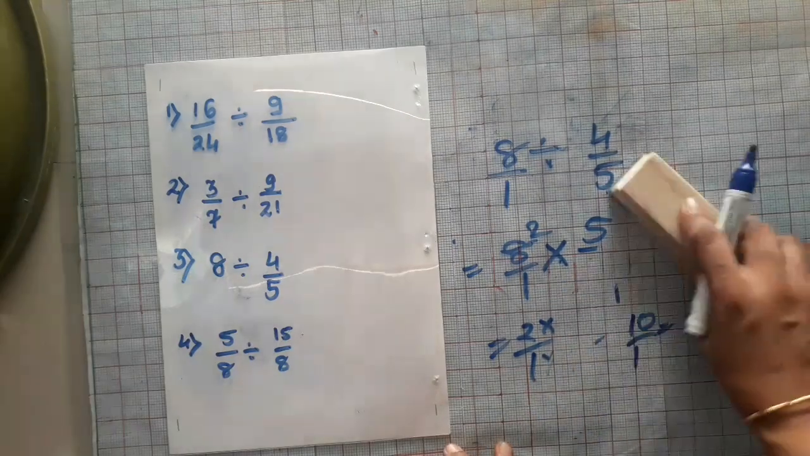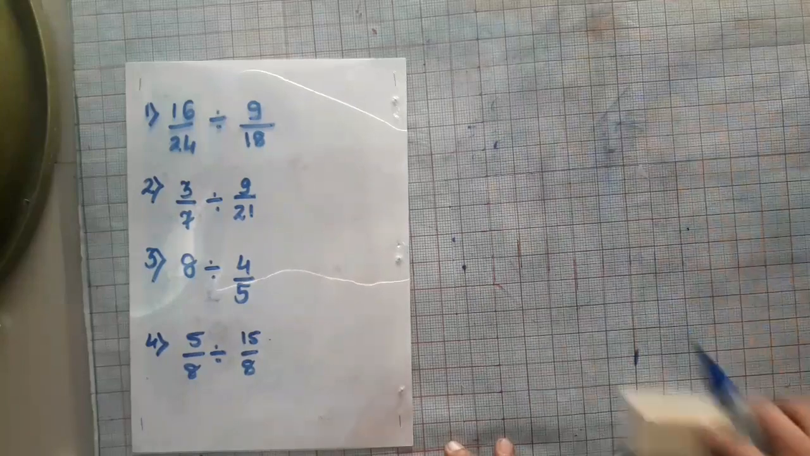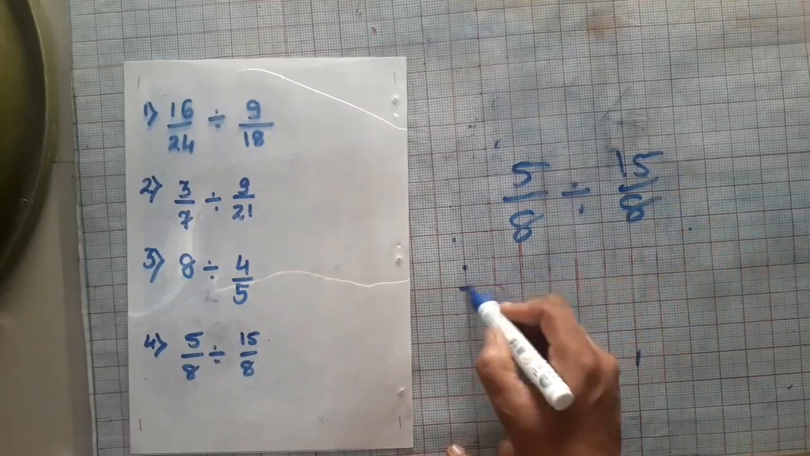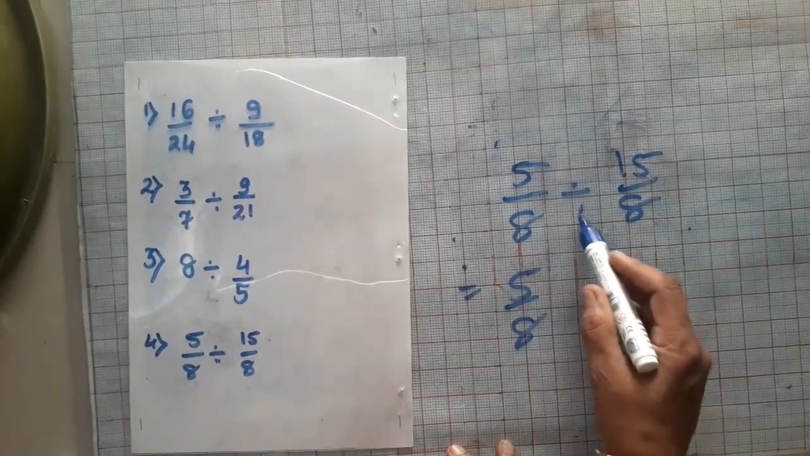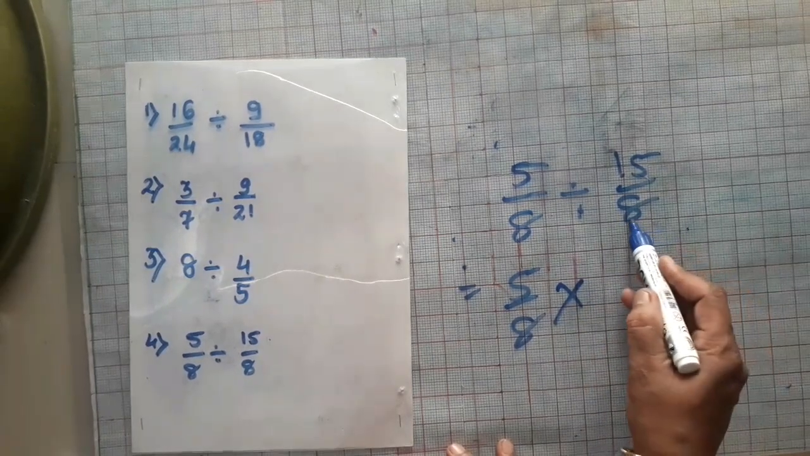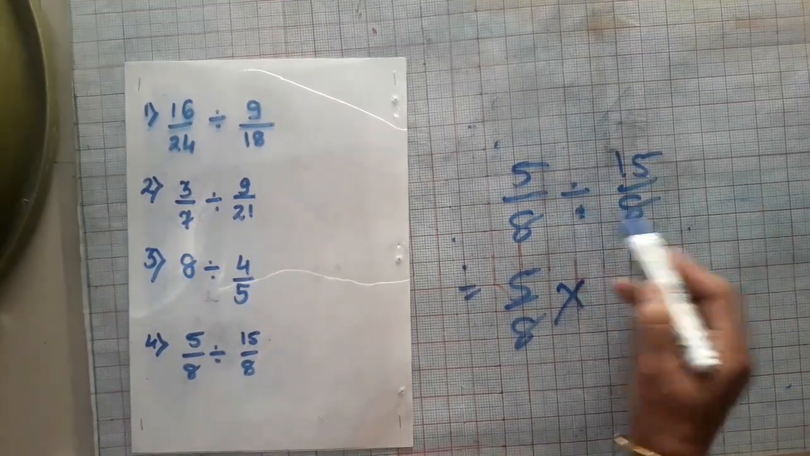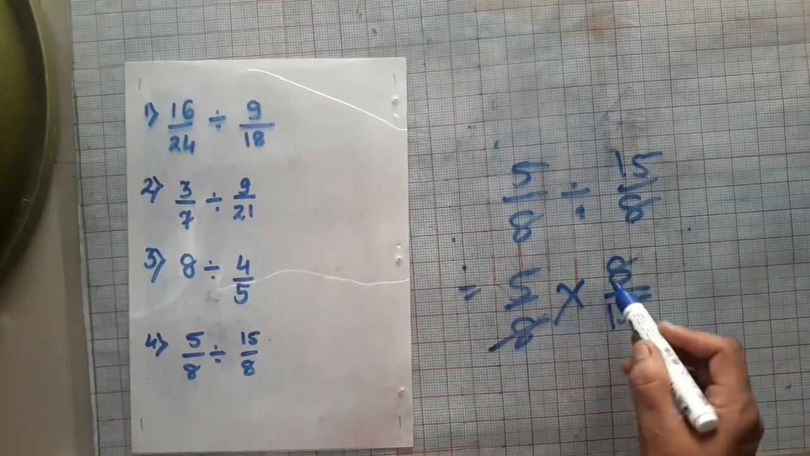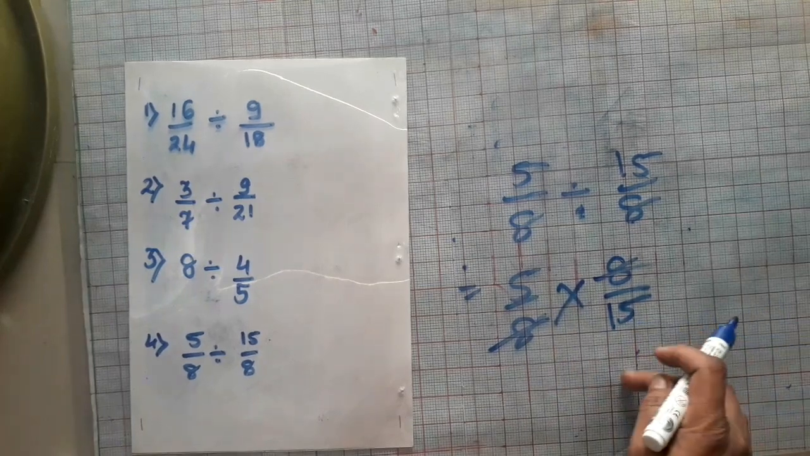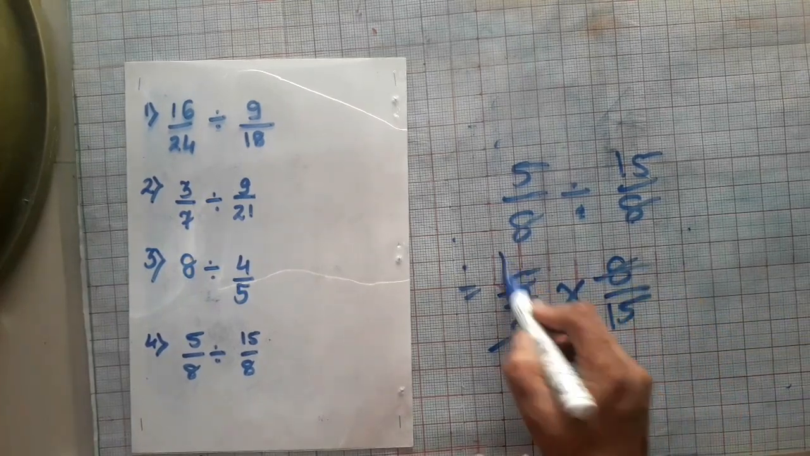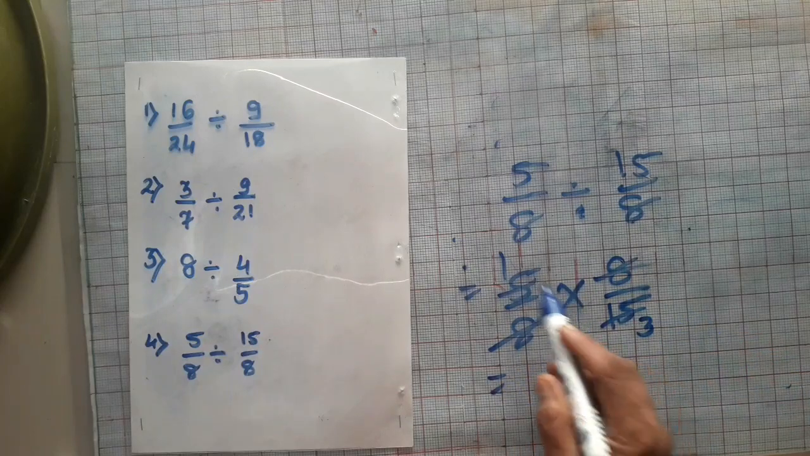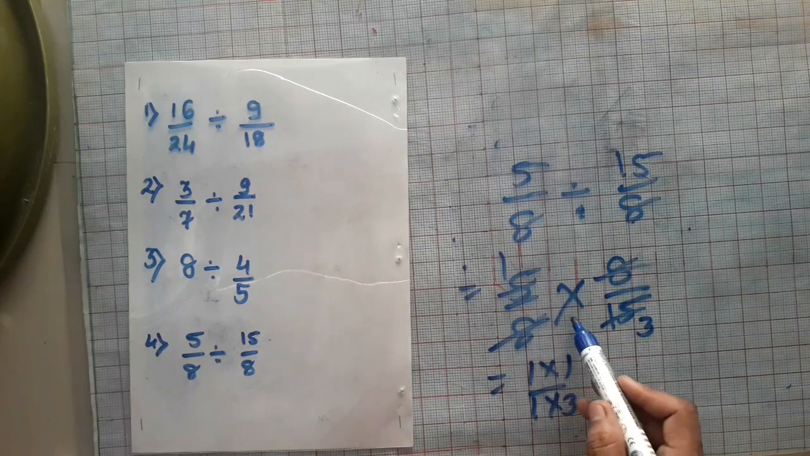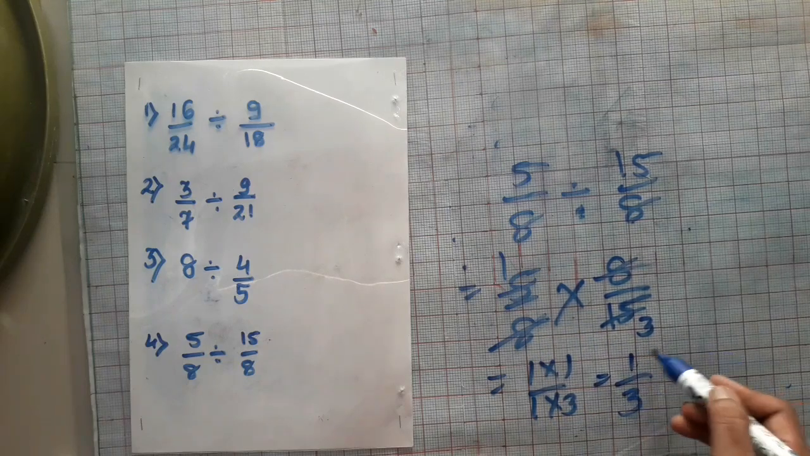Let's go with the next question. That is you have it as 5 upon 8 divided by 15 upon 8. So here 5 upon 8 first step. In place of division, multiplication, and the reciprocal of the number given after the division sign. So you have it as 8 upon 15. Now we will reduce it. 8 and 8 will go away. 5 and 15 simultaneously come in the table of 5. 5 1s are 5, 5 3s are 15. So here 1 into 1, that is, you have numerator to be 1 and denominator 1, 3s are 3. So the answer is 1 by 3.